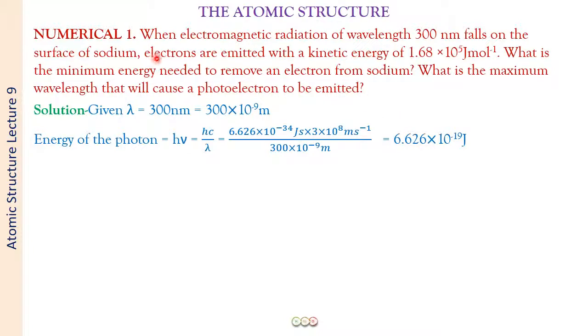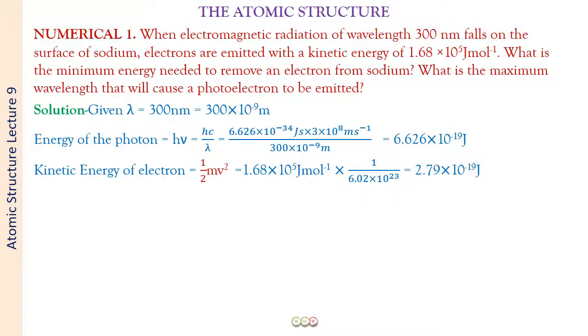The next thing you are given is that the electrons are emitted with a kinetic energy of 1.68 into 10 power 5 joule per mole. So this is the kinetic energy for a mole of electrons, and what you need is for an electron. So we will convert the kinetic energy into the kinetic energy for one electron. How would you do that? We would simply divide this kinetic energy by the Avogadro's number. You will get the kinetic energy of the electron to be 2.79 into 10 power minus 19 joules.